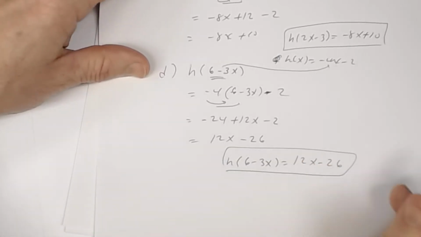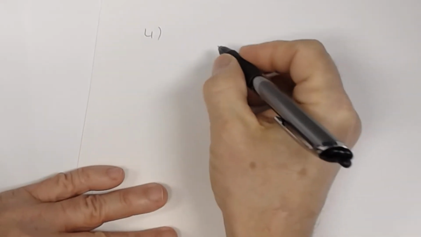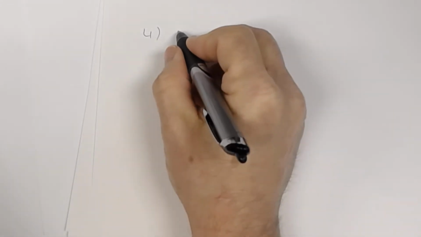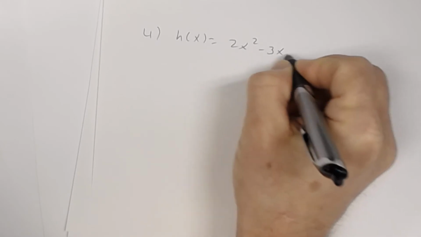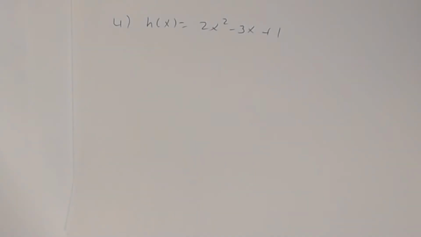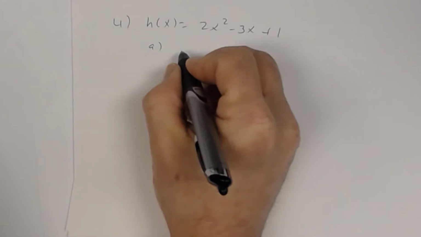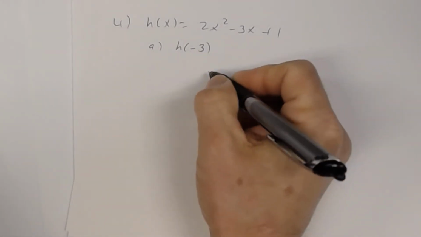All right, let's do some with quadratics. Let's look at number 4. Suppose I had h of x is equal to 2x squared minus 3x plus 1. So h of x equals 2x squared minus 3x plus 1. Let's say a was h of negative 3. So we'll find h of negative 3.